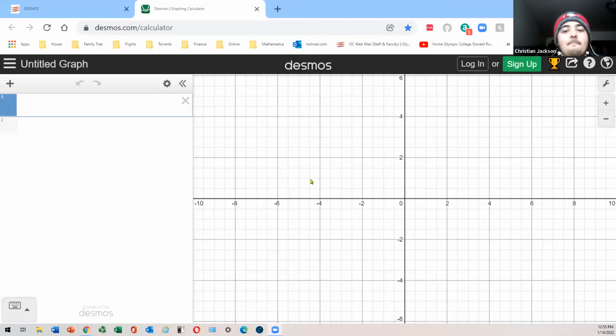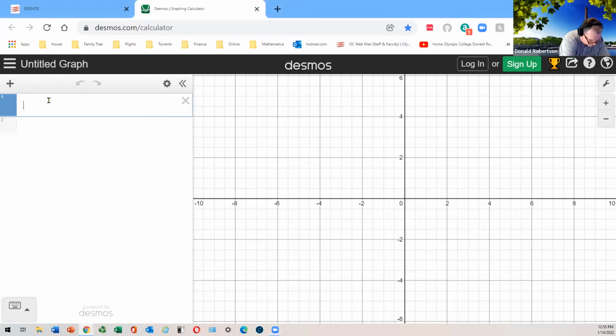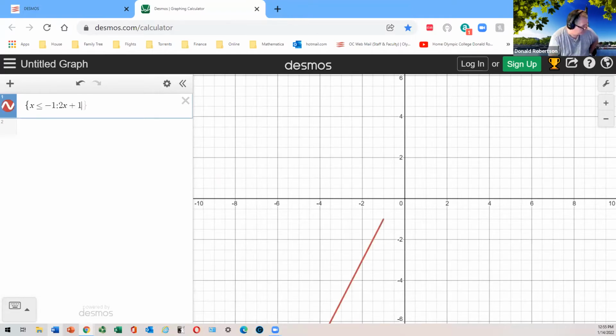Right? Yeah. So we had a function that was a piecewise function. So you do curly bracket, not that one, curly bracket. That's what I call those ones that look like that. X less than or equal to, I think it was -1. Then you do a colon, and then you do the function. It doesn't matter. Let's say it was 2x plus 1. And then you do enter.